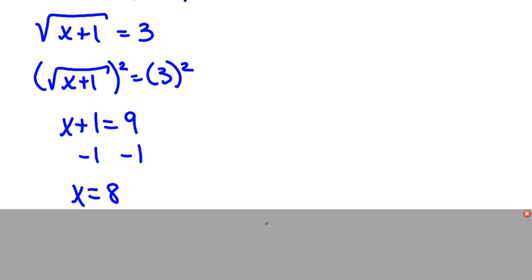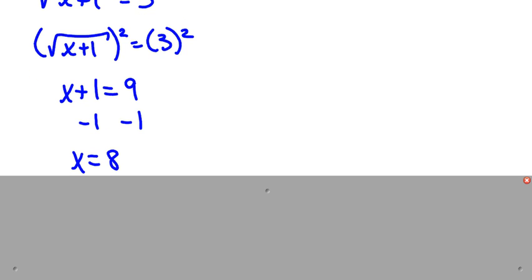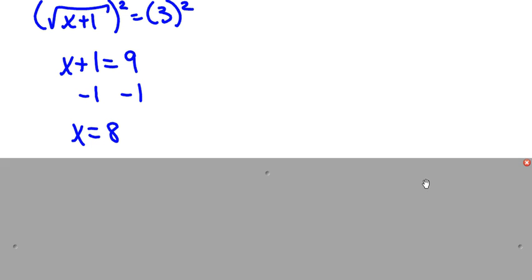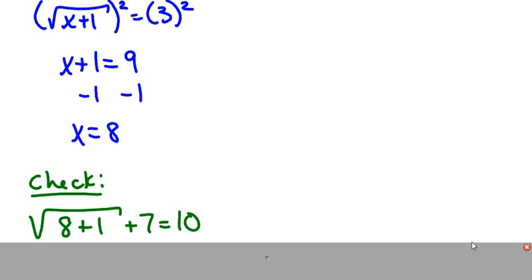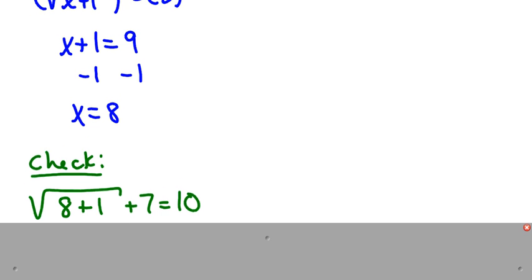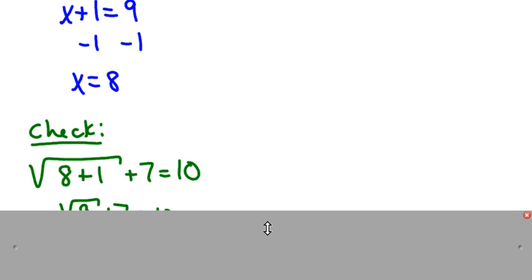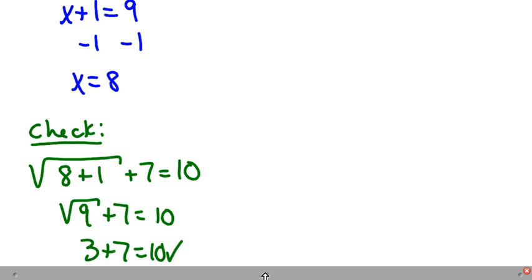As always, when you're solving your equations, you should check and verify your solution, especially with these because we've seen that we've had extraneous solutions come up, therefore giving us no solution for the equation. So by doing our check, we take our value for x and put it in the original equation and see if it's a match. So now we've got the square root of the quantity 8 plus 1, which is 9, and we know the square root of 9 is 3. 3 plus 7 does give us 10, therefore x is a solution to the equation.